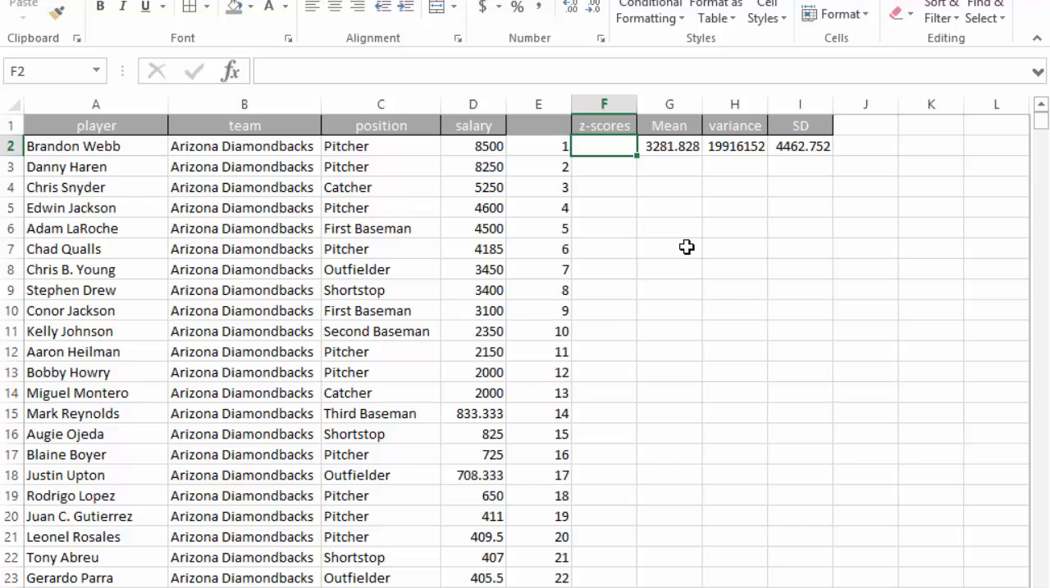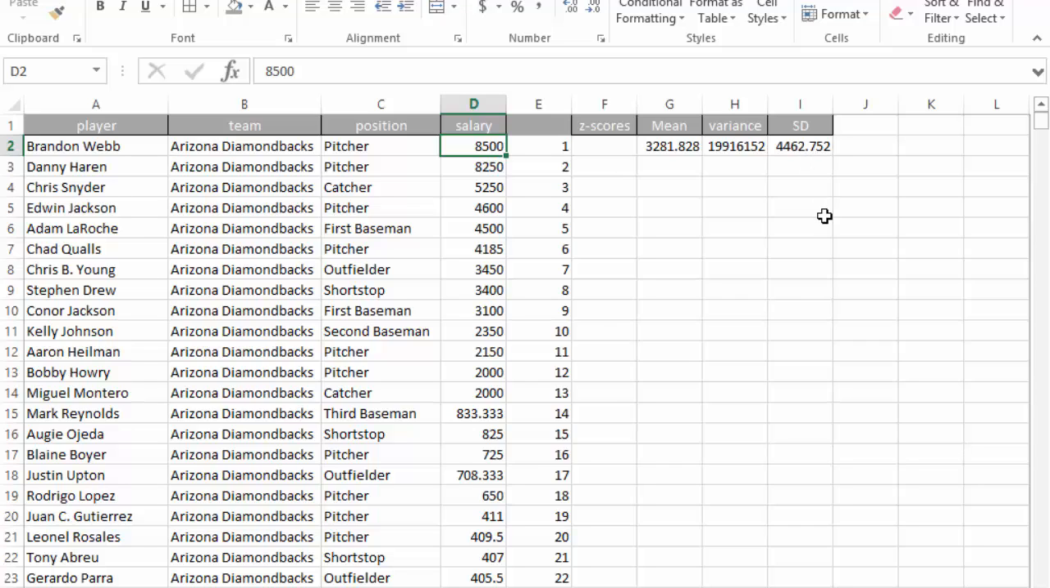So again, standard deviation is the average distance each data point is from the mean. If I were to take each one of these salaries and subtract that from the mean, I would find the difference, or the distance they are from the mean. So 8,500, how far is it from 3,281? 8,250, how far is it from 3,281? I would do that for each one of these players, and there are 828 players here. Then I find the average of that. That's when I get my standard deviation.